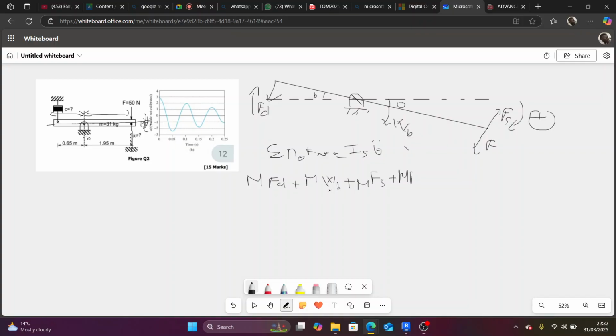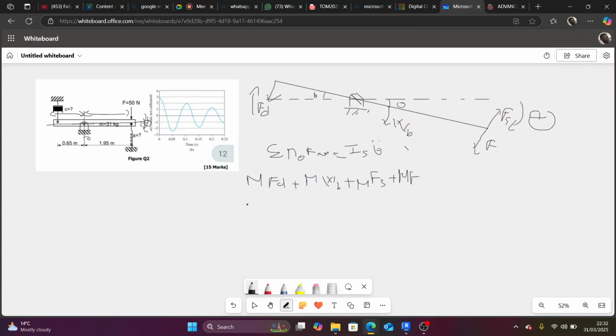Moment of weight. You won't include it in the solution because it cancels, but you show that these are the moments that you see under this system. Yes, sir. But as you solve, you don't have to write it down. Don't worry about it. Now, what is Fd?